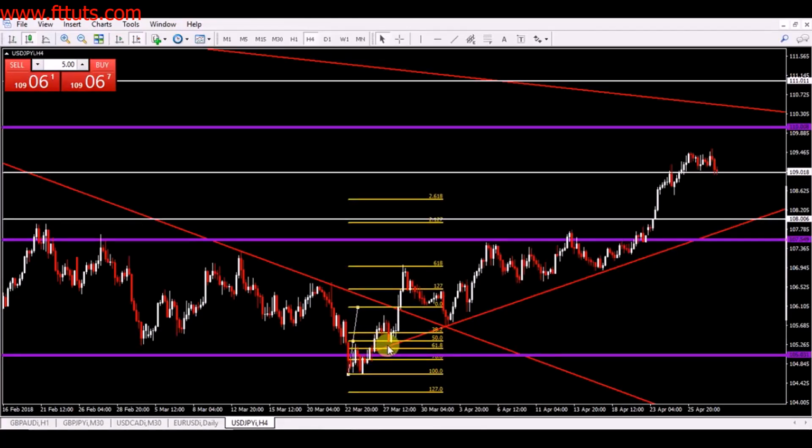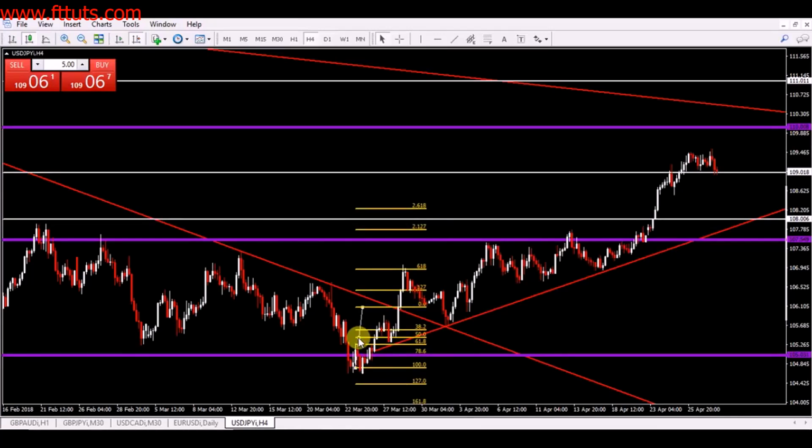If we have a 61.8, 50%, or 38.2 retracement hit, we can expect a 61.8 extension to be hit. If we have a 78.6 retracement hit and that's respected, you can expect a 127 extension to be hit.